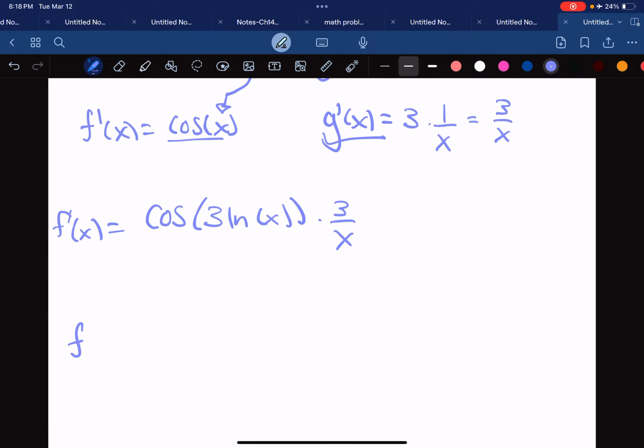And so my answer ends up being 3 cosine of 3 times the natural log of x, all divided by x.